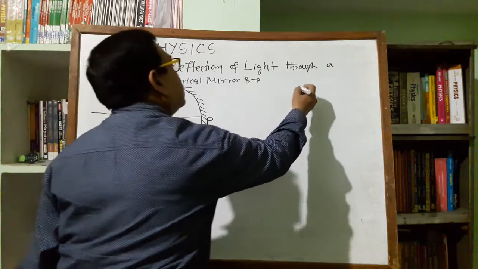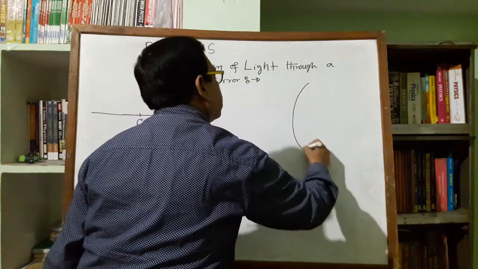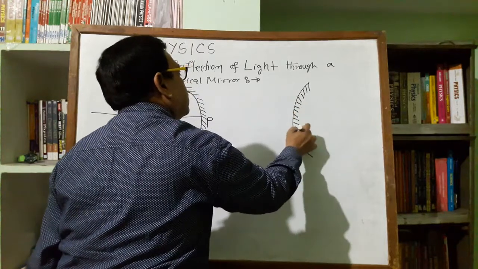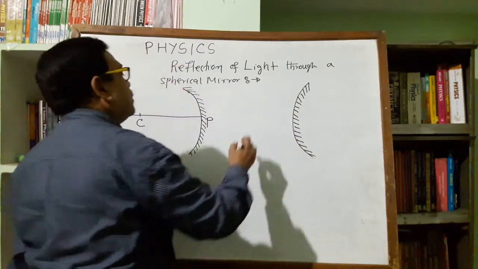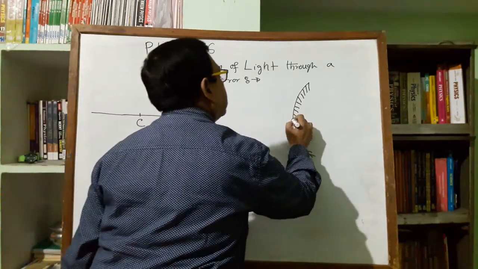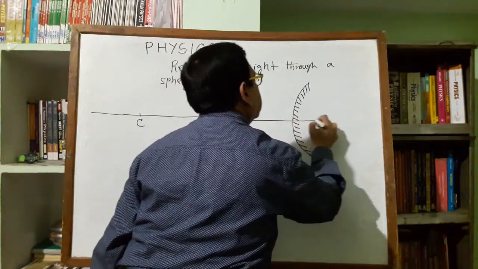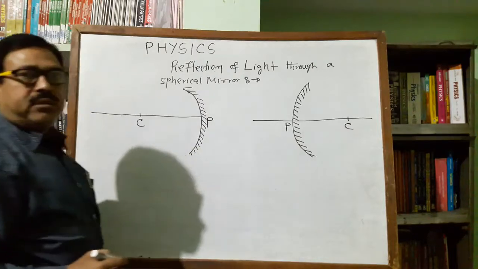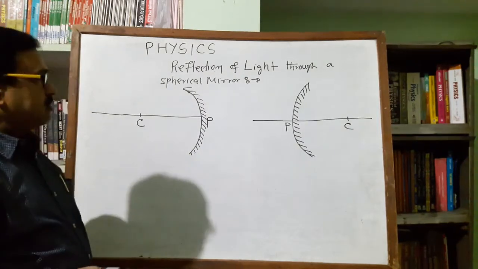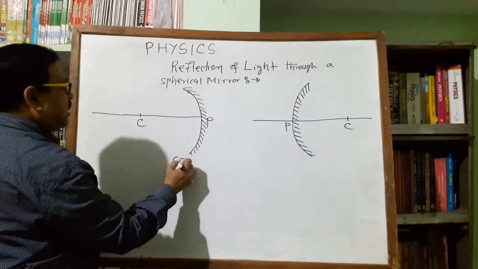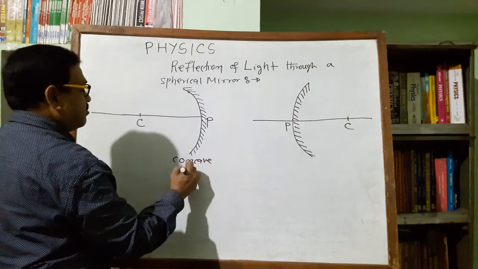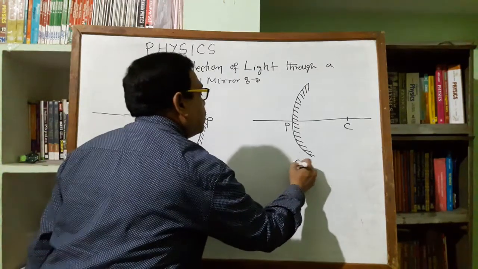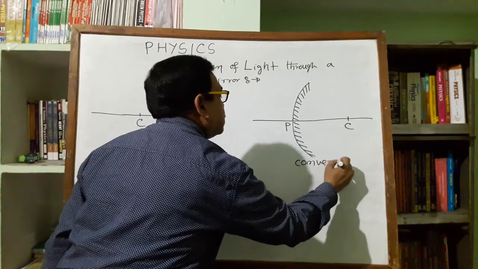And for the convex mirror, we can also draw it freehand. Yes, we will decide the principal axis passing through the pole as well as the center of curvature of the spherical mirror, for both kinds: for the concave mirror and for the convex mirror.